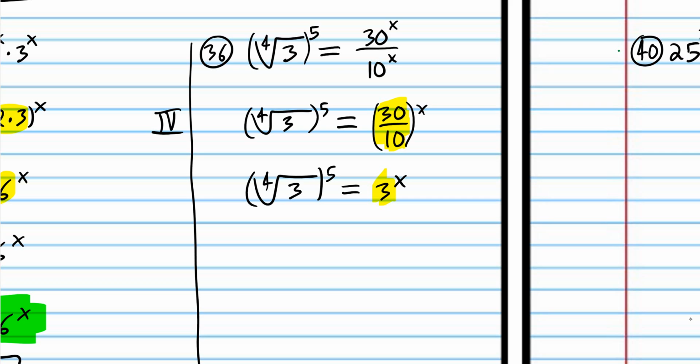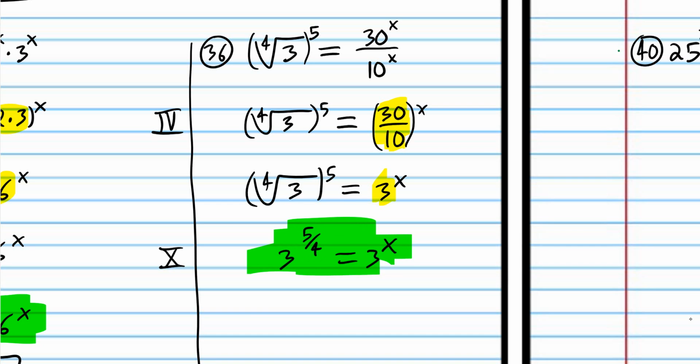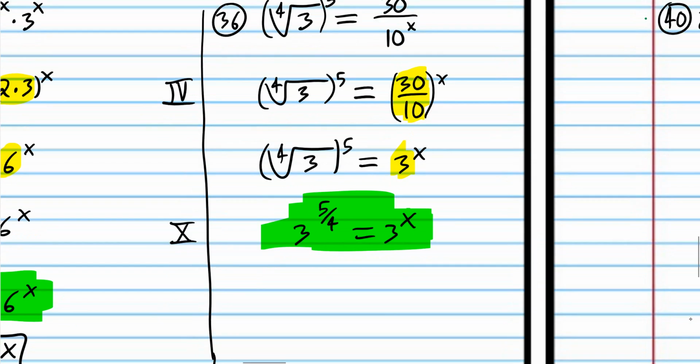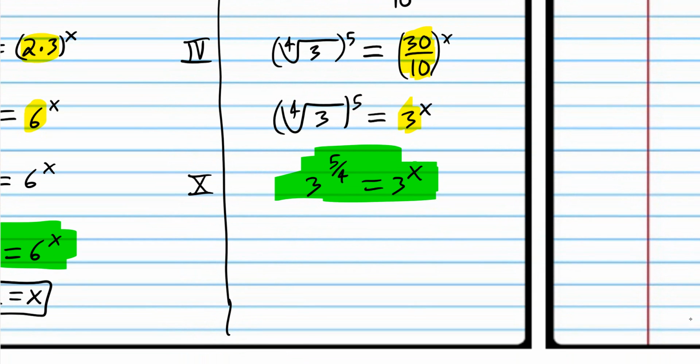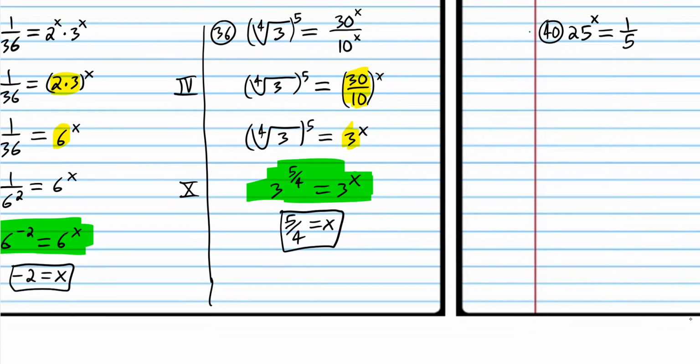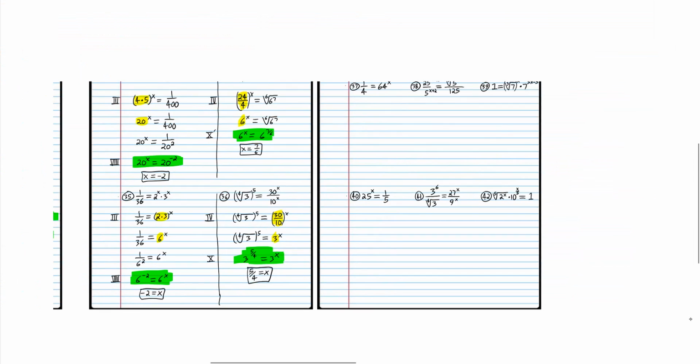Okay, so now we're going to use rule 10. So that's 3 to the 5/4 power. And we're at the critical stage. We have exponential expressions that are equal to each other and the bases are the same, so therefore the exponents must be equal. So if you got that one right, good job.